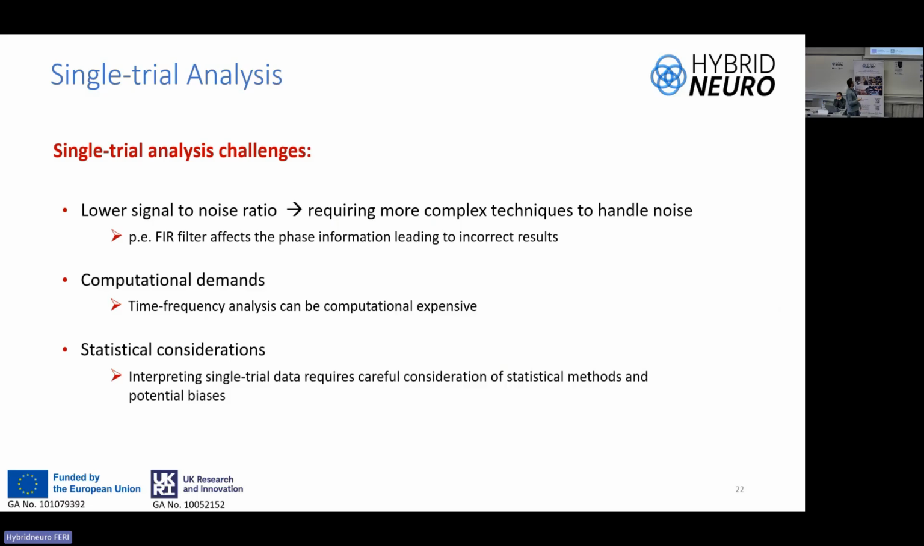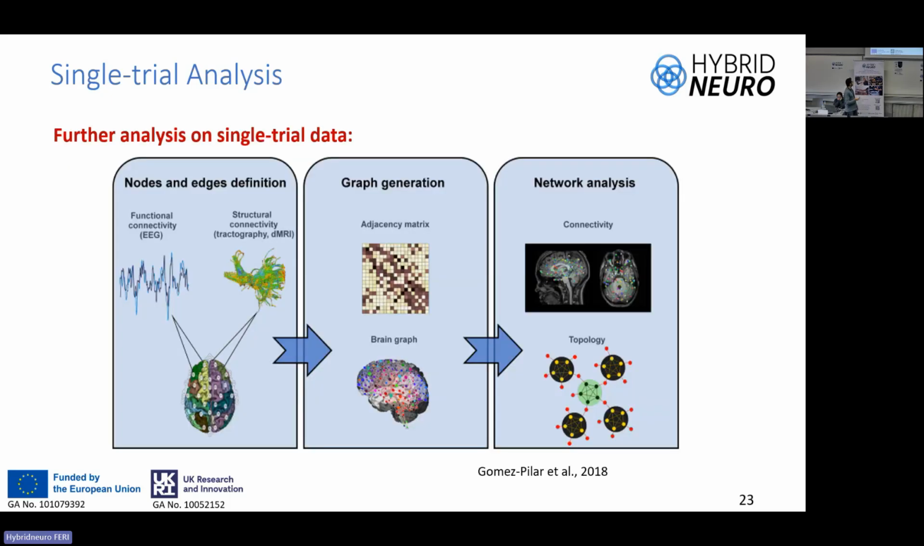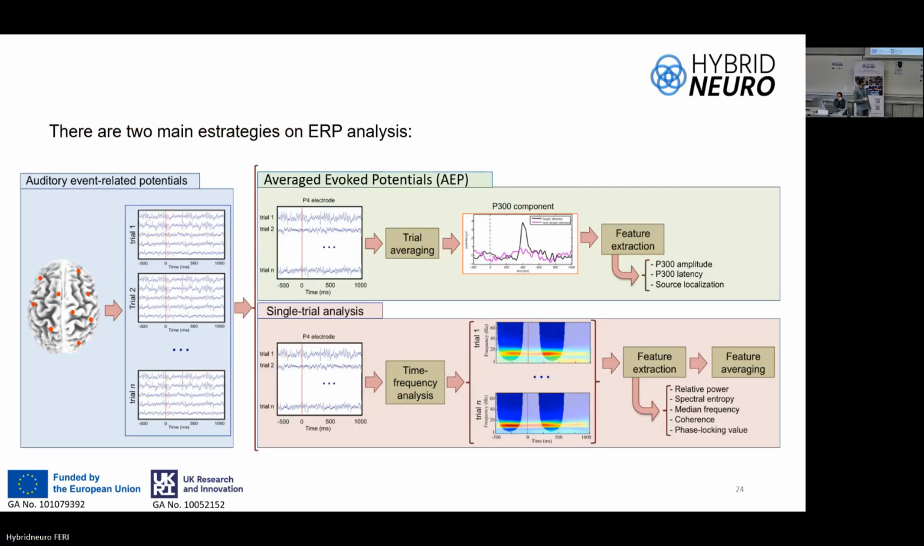There are some challenges when you are working with single trials, for example, the quality of the signal, or also the filter, because, for example, if you use an IIR filter, you are modifying the phase. So it is not convenient in this case, some different consideration. And also the analysis of single trial data gives you the opportunity to perform some connectivity analysis and also graph analysis.